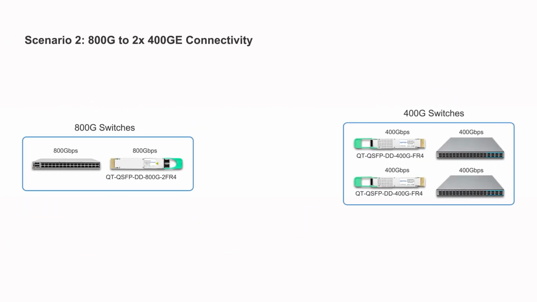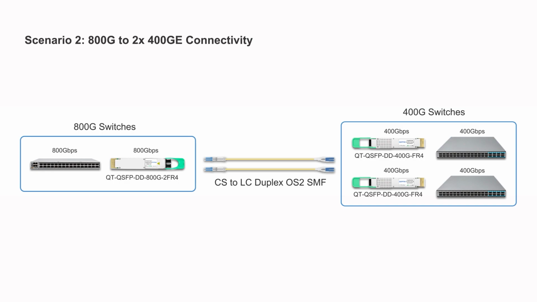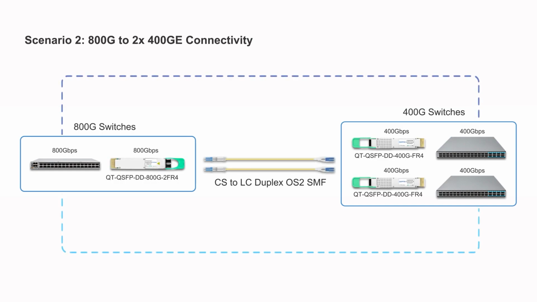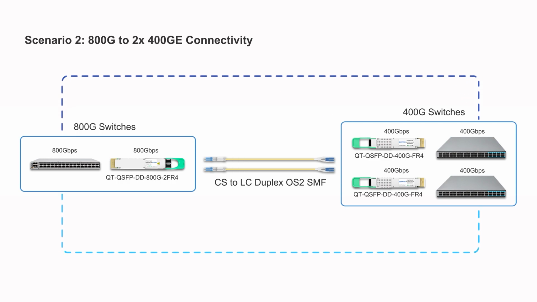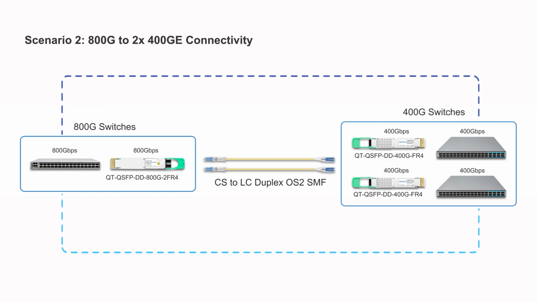If you want to establish low-speed connections, such as an 800G switch connecting 2 400G switches, you can use 2 CS to LC duplex OS2 cables to connect the 800G QSFP-DD 2FR4 modules, achieving a conversion from high speed to low speed.